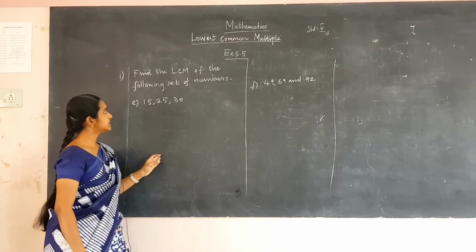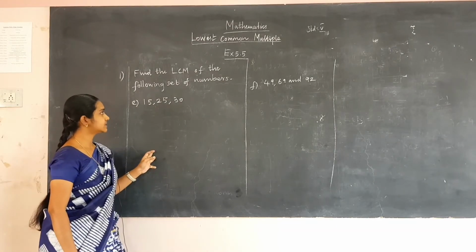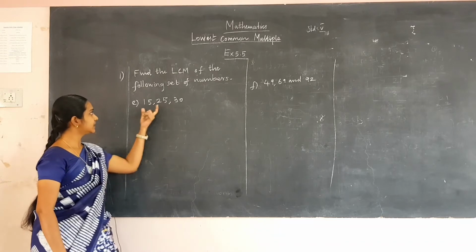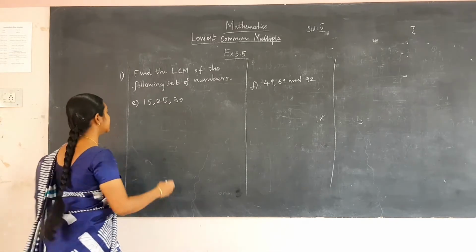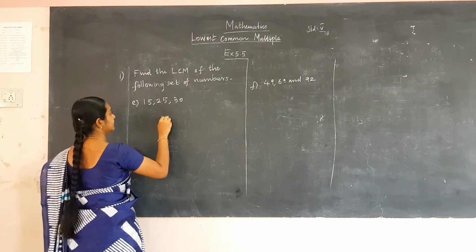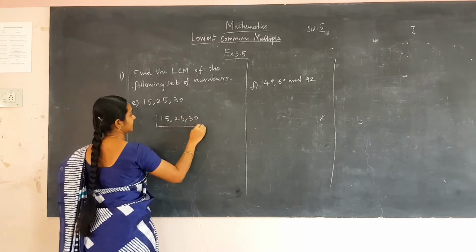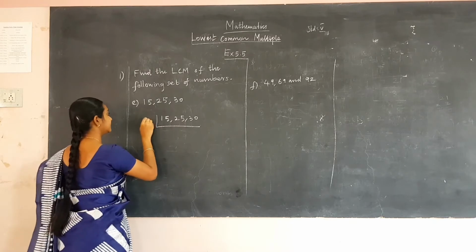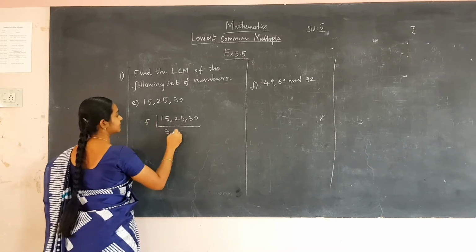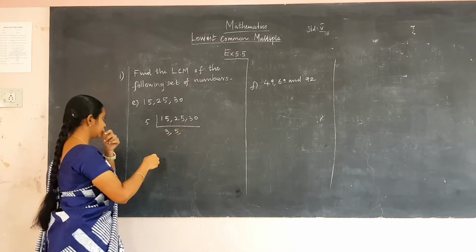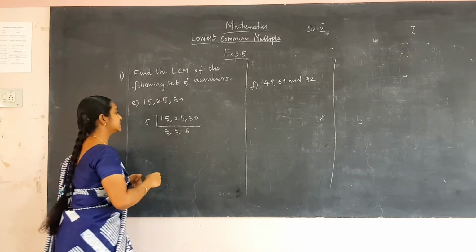Find the LCM of the following set of numbers. Now 3 numbers are given. We are going to find the LCM. 15, 25, 30. Let us divide it with 5. 5 3s are 15. 5 5s are 25. 6 5s are 30.